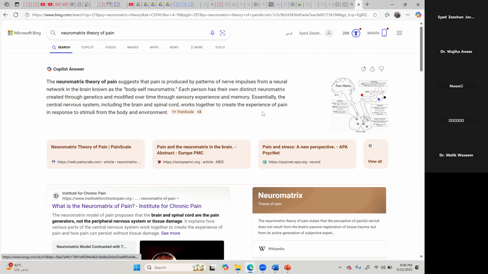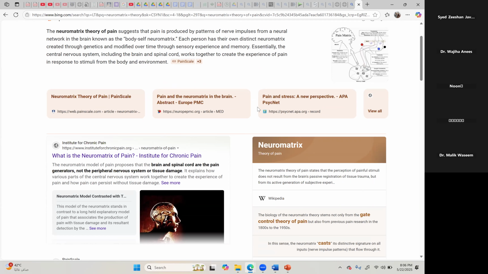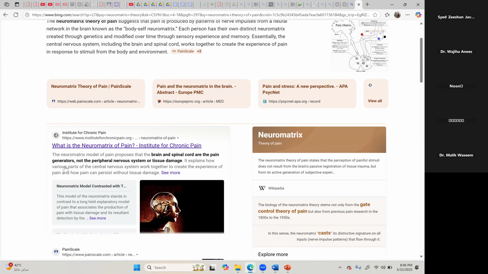Pain is produced by a pattern of nerve impulses from a neural network in the brain, known as the body-self neuromatrix. Each person has their own distinct neuromatrix, created through genetics and modified over time through sensory experience and memory. Essentially, the CNS, including the brain and spinal cord, works together to create the experience of pain in response to stimuli from the body and environment. The brain and spinal cord are the pain generators, not the peripheral nervous system or tissue damage. It explains how various parts of the CNS work together to create the experience of pain.